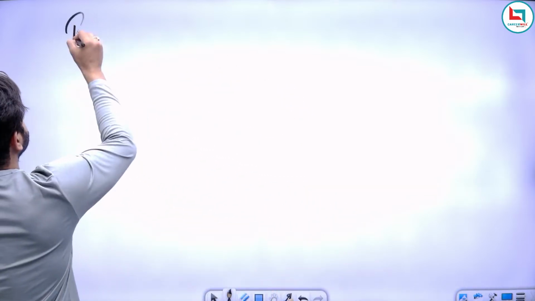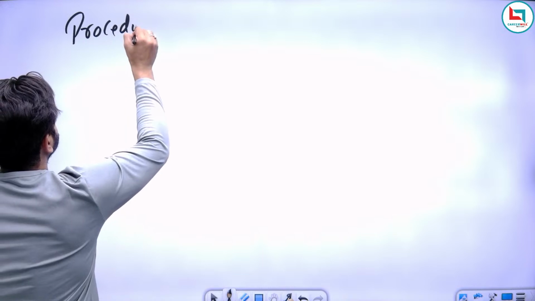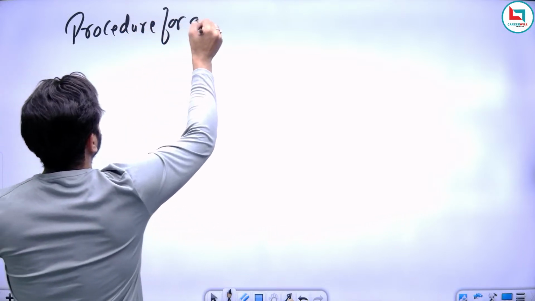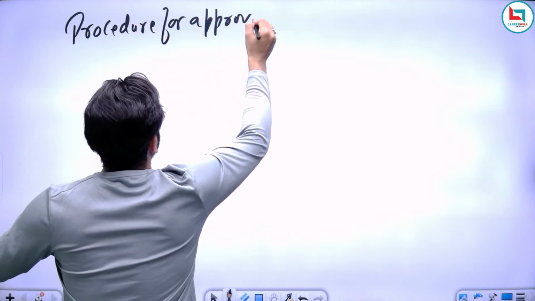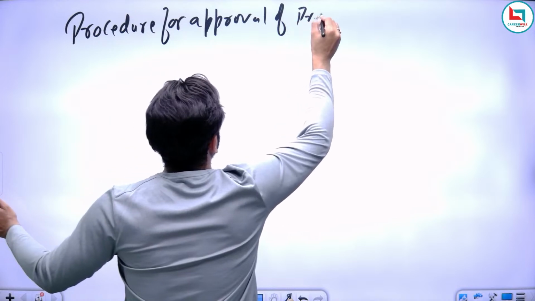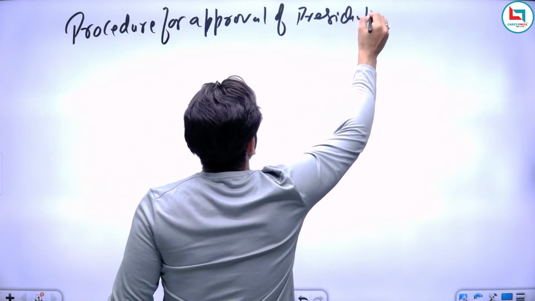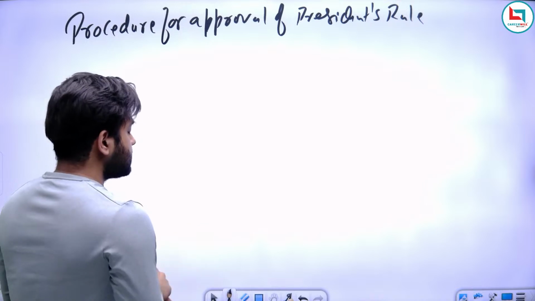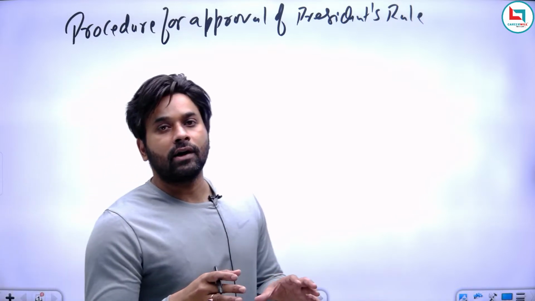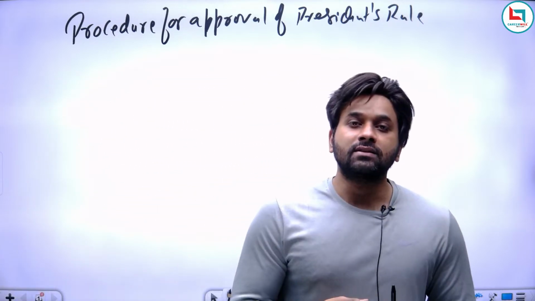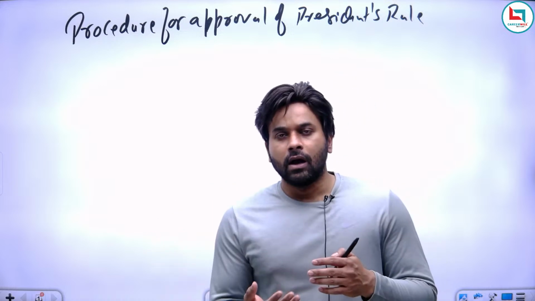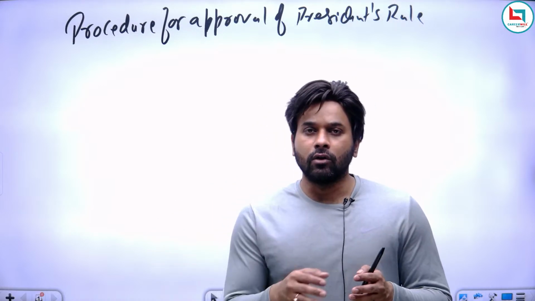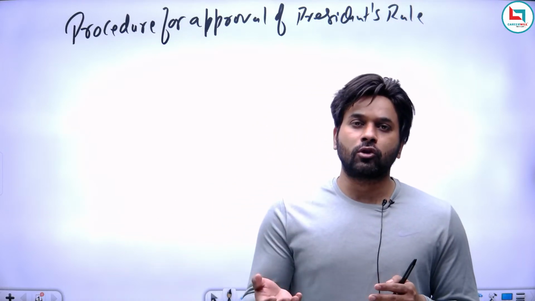So first we will discuss the procedure for approval of President's rule. So what is the procedure? I think we have already discussed this in the previous class, that suppose we can assume a particular date on which the President's rule will be imposed on a particular state.